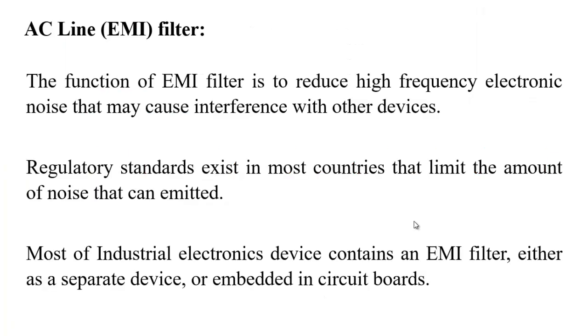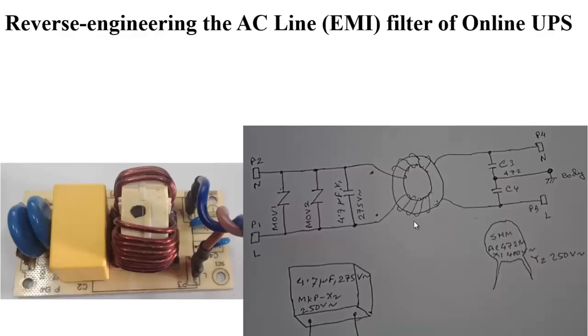AC line filter, EMI filter. The function of an EMI filter is to reduce high-frequency electric noise that may cause interference with other devices. Regulatory standards exist in most countries that limit the amount of noise that can be emitted. Most industrial electronic devices contain an EMI filter, either as a separate device or embedded in circuit boards.